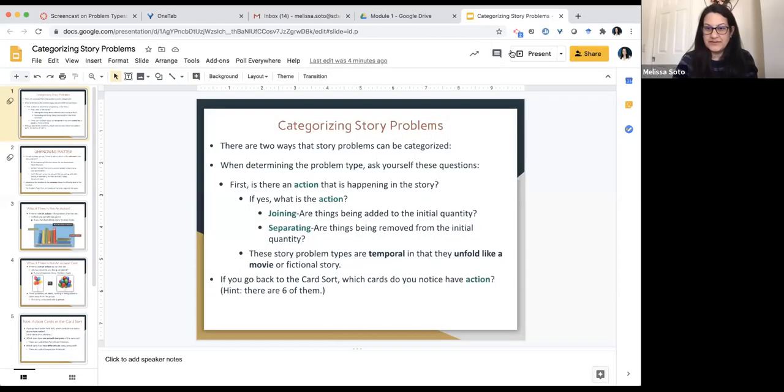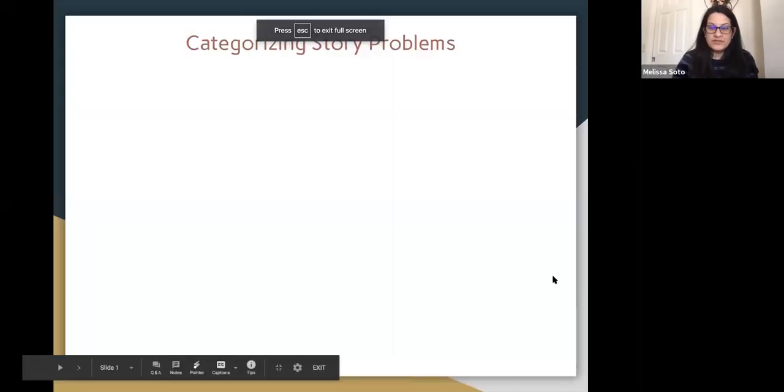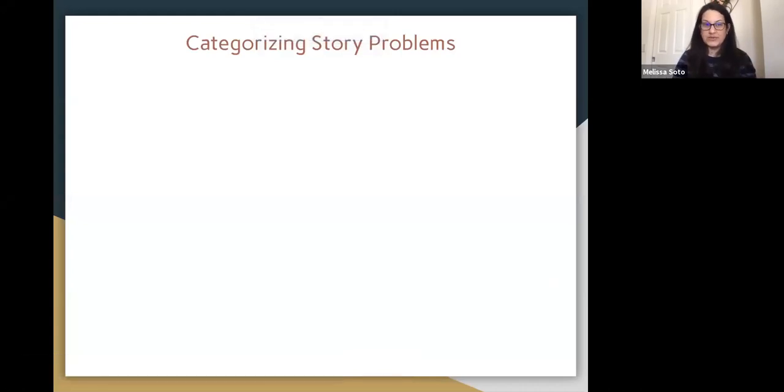Now we're going to talk a little bit more about them, and you may want to go back and reread them and think about whether you would like to change your categories or not. The first thing we're going to do is think about asking ourselves two questions when we start analyzing story problems.